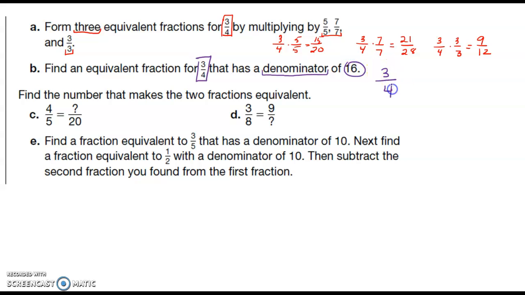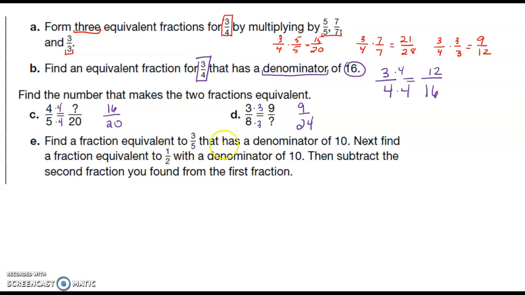B, an equivalent fraction for 3/4 that has a denominator, this is the bottom number, of 16. So 3/4 equals, with a denominator of 16, so I know that that's 4 times 4, and what I do to the bottom I have to do to the top. And that's my answer. Find the number that makes two fractions equivalent. So 5 times 4 is 20, times 4, so this would be 16/20. And then 3 times 3 is 9, so this would be 9/24.